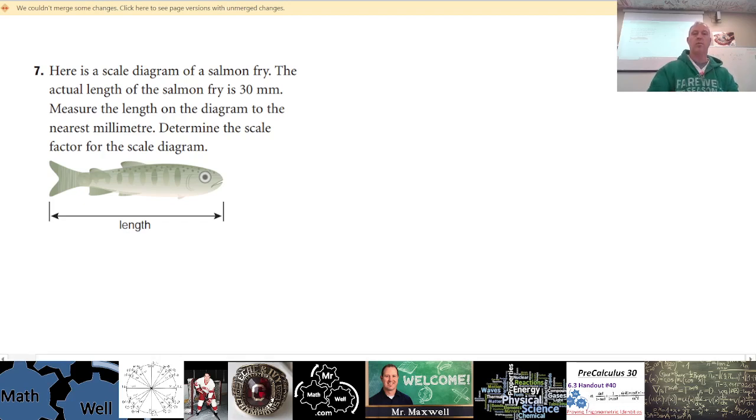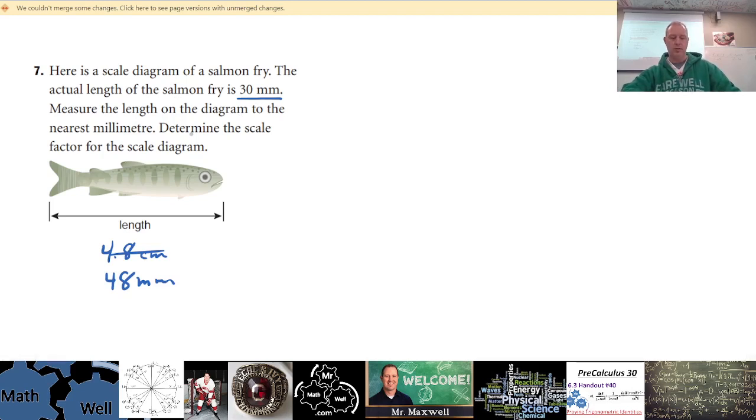Okay, 4.8 centimeters, or how many millimeters would that be? 48. Yeah, because that's the other thing, we have to make sure we are in the same units, right? So if this is 4.8 centimeters, which I agree is pretty good, this number is in millimeters. So we have to make sure all our numbers are the same units. So that's actually 48 millimeters. Okay. So the actual length of the fish is 30 millimeters. So the actual fish looks like it's smaller than this scale diagram. Funny, huh? It's a pretty small fish.